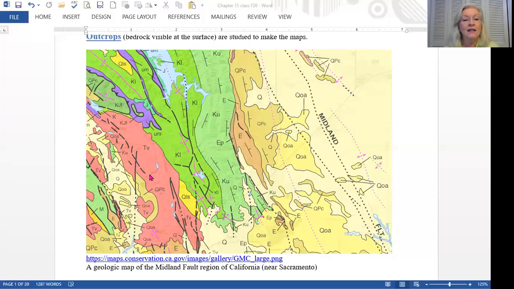The lines indicate faults, so places where you would expect movement. And these funny little symbols, this sort of skinny long line with a short line coming off at a 90-degree angle, is a strike and dip symbol, and it shows you which way the rocks are tilted.